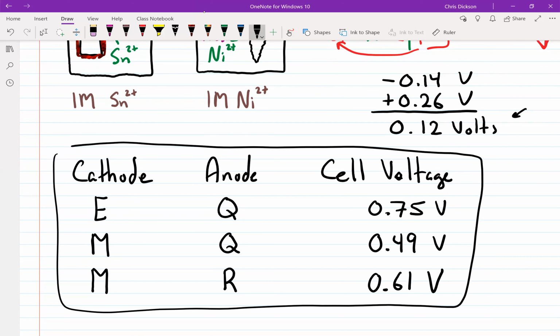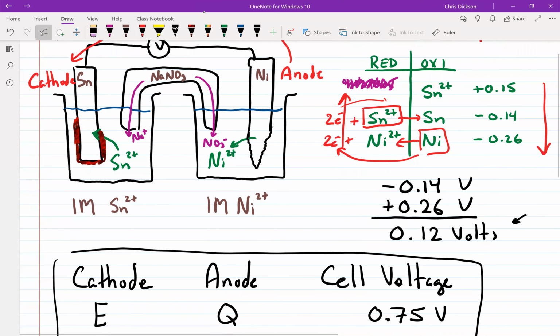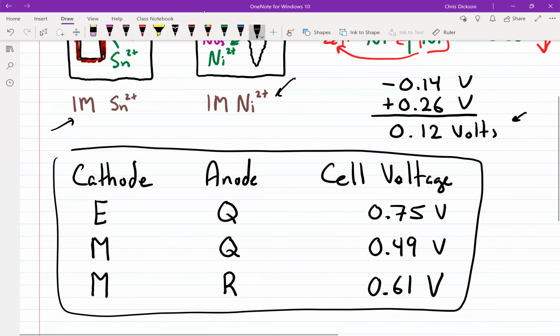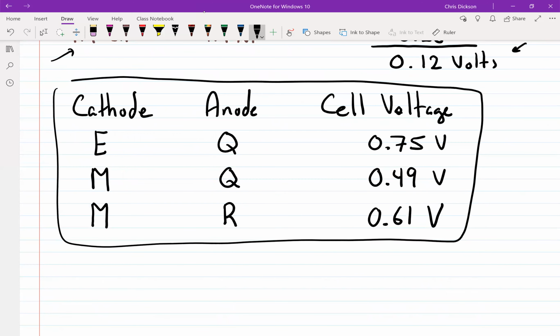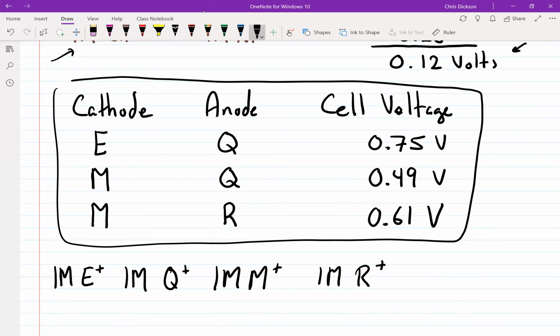So what I mean by that is, if you go back up to the picture here, we had a tin electrode and 1 molar tin ions. We had a nickel electrode and 1 molar nickel ions. So let's say you have 1 molar E plus, 1 molar Q plus, 1 molar M plus, that's going to look weird, and 1 molar R plus. So you have their corresponding ions in solution, okay?